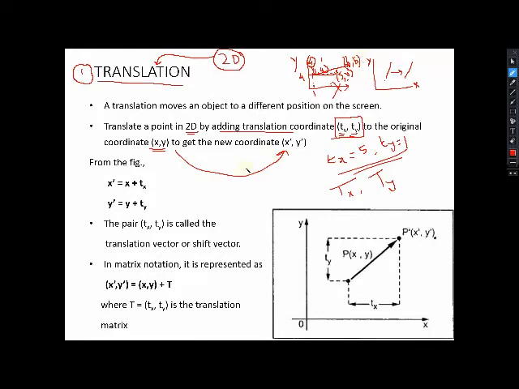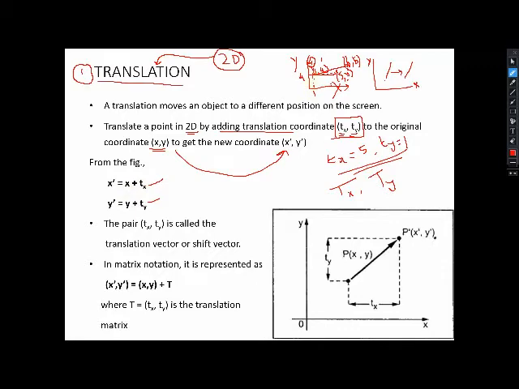So in general we can say x dash is the latest point or the translated point, x dash 6 5, x dash y dash we can represent, where x dash is x plus tx and y dash is equal to y plus ty. So tx and ty are the additional coordinates or additional units that are added to the original point.